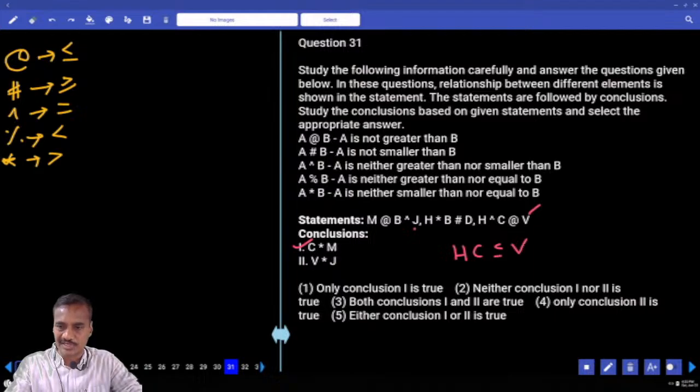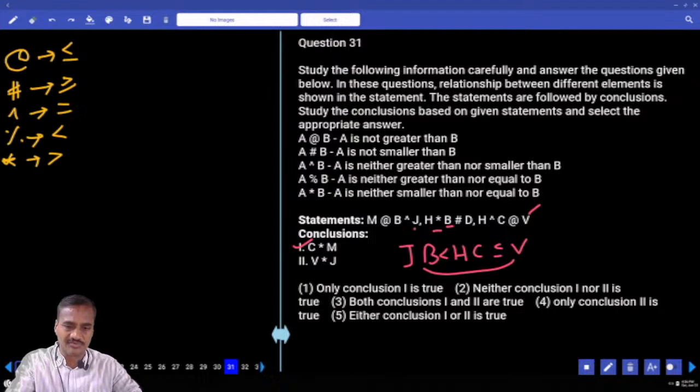And the next one, why should it come here? H to B. H star means H greater than B, B lesser than H. And B happens, B to V and B to J. Now B equals to J. Now between J and V, J lesser than V, V greater than J. Both 1 and 2, choice 3, question 31.